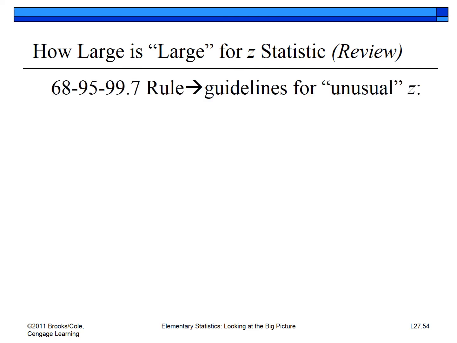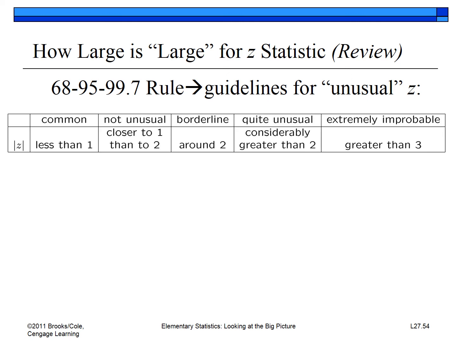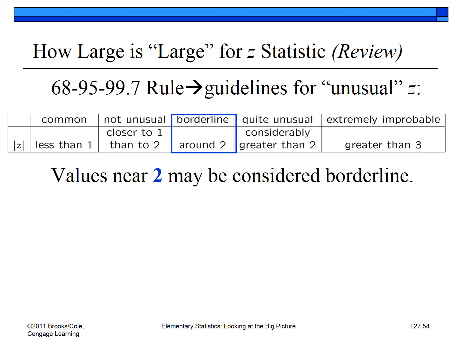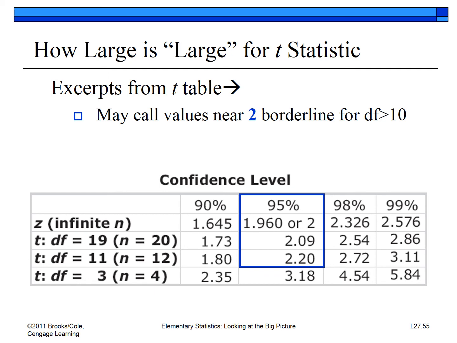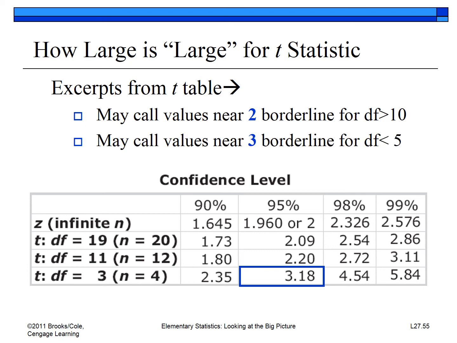Remember when we were talking about the z-statistic, we used the 68, 95, 99.7 rule to talk about how unusual a value for z might be. Here are our guidelines. Notice that the borderline between unusual and not unusual was around 2. For t, though, the borderline, which would be 2 for z, can be near 2 as well, but as the sample size goes down, it can also be up near 3.